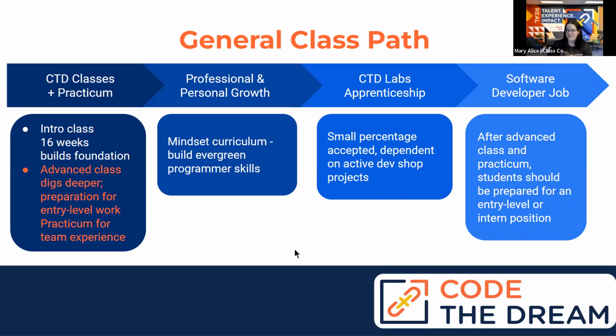Okay, so general class path. This orange part here is where you all are embarking on the advanced classes. You're going to be digging deep into the frameworks or the languages that you are learning. And it's a 17-week portion where you're just going to be doing individual class work. So you will be working on your own code by yourself for the first 17 weeks. You'll have about a week and a half break at the end of those 17 weeks, and then you'll start an 8-week practicum.